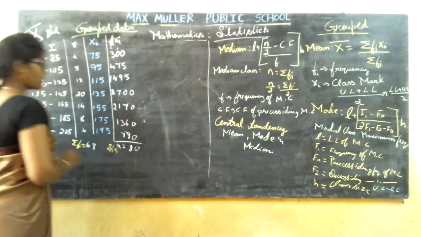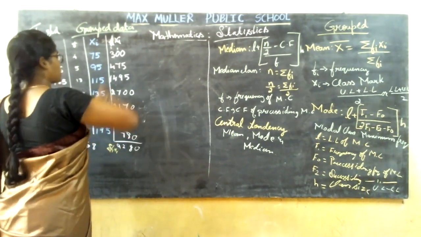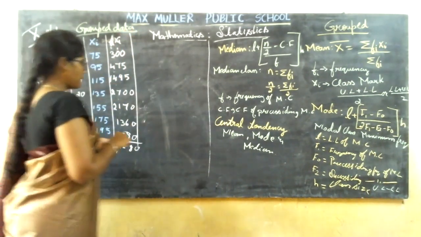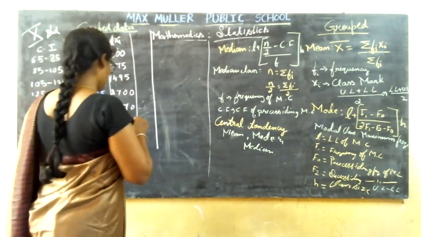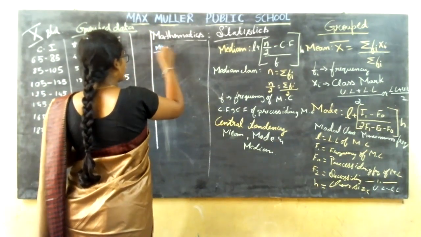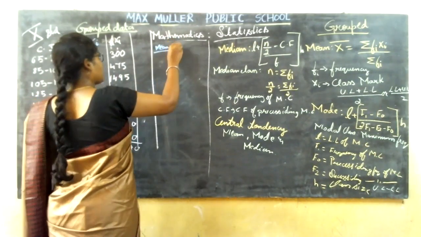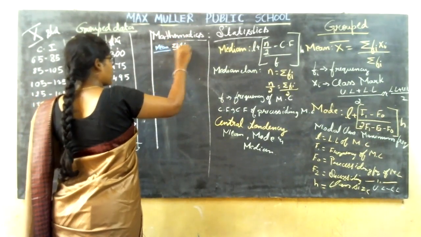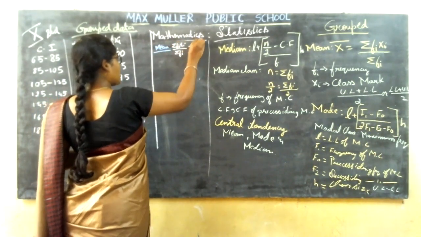That is sigma Fi xi. Correct? Now you are going to find out the mean. Let me not write the formula, it takes a long time. Let me write it short. That is sigma Fi xi divided by sigma Fi, which is equal to, what is the highest number you have?